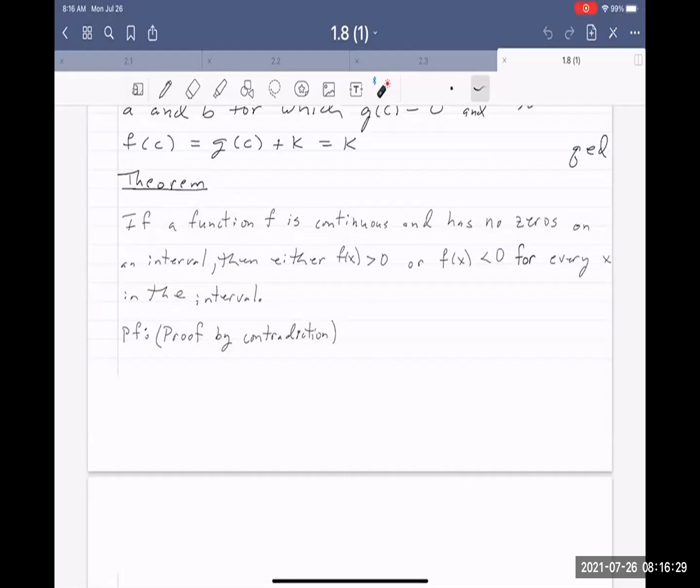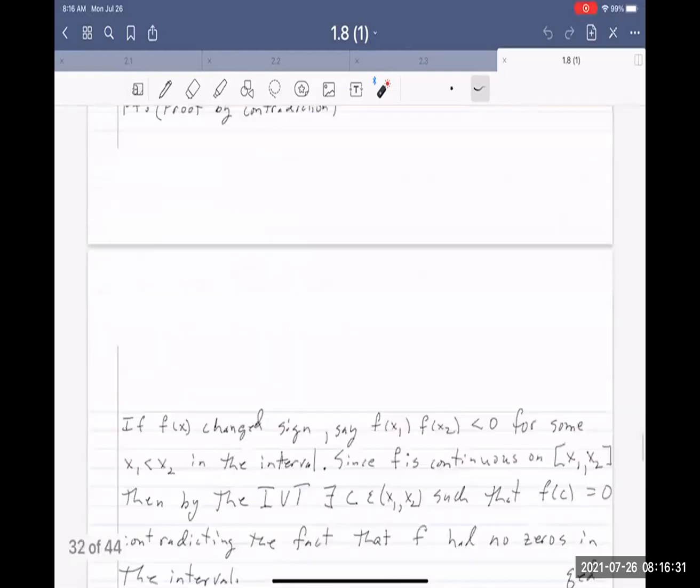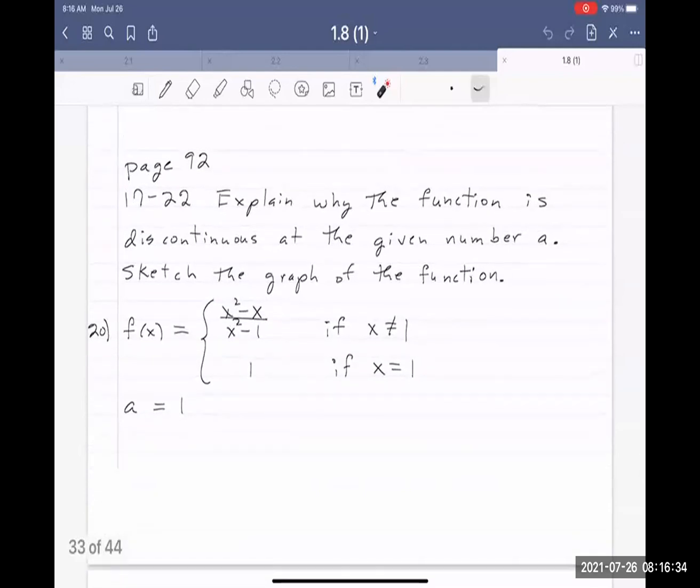Okay, so let's do some examples. Oh, here it is. On page 92, problems 17 through 22: explain why the function is discontinuous at the given number a. Sketch the graph of the function. Okay, so I want to show that this function here is discontinuous.